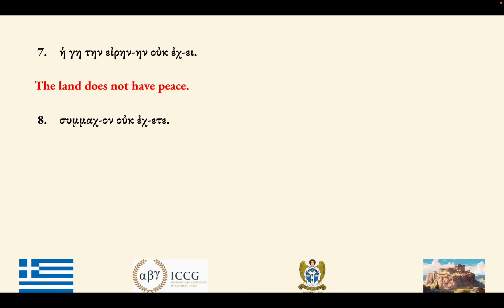Number 8, sumakon uk ekete. Now again, be careful here because the first word is in the accusative case. So just like in Latin, you shouldn't translate that word first. You should look for a subject, which may well be contained within the verb ending, as is the case here. So ekete is second person plural. So uk ekete, you do not have.